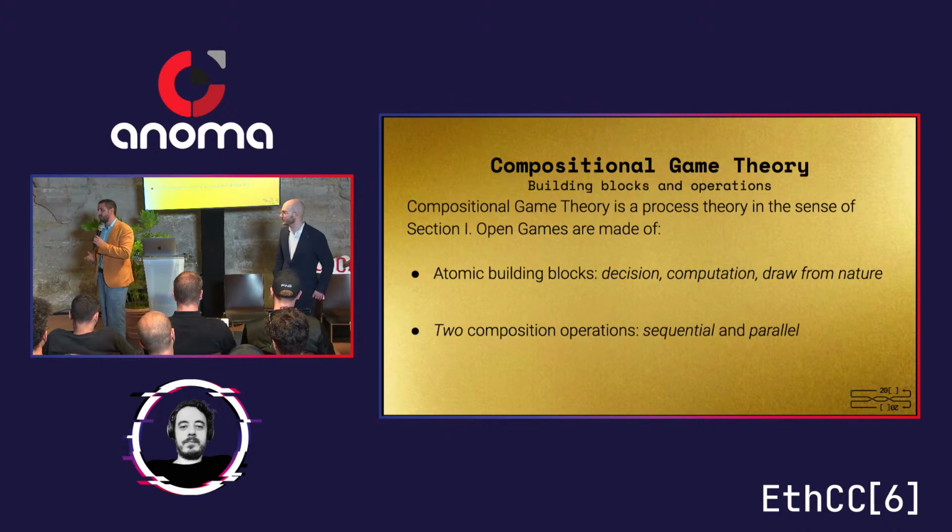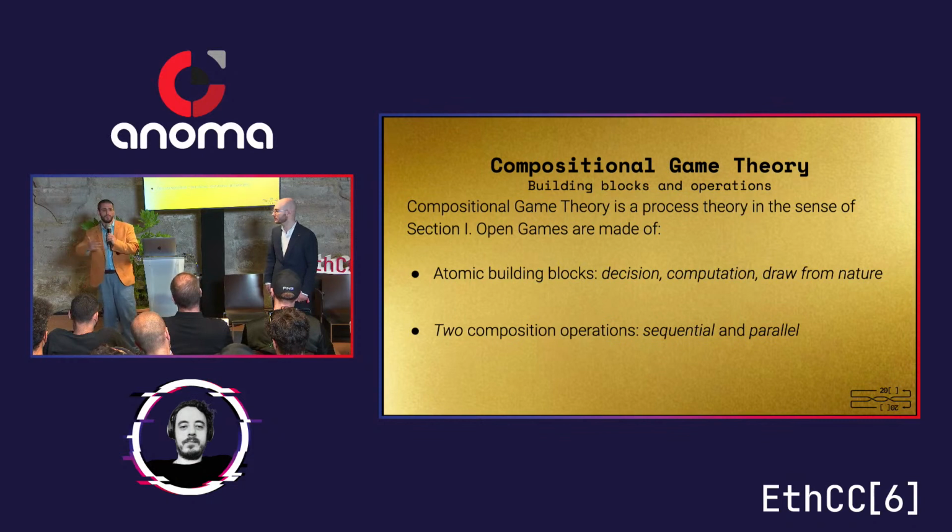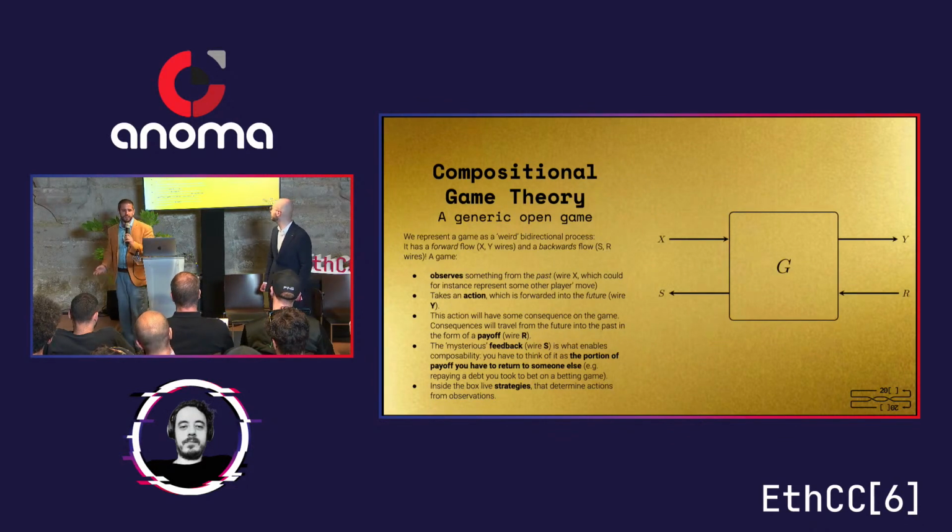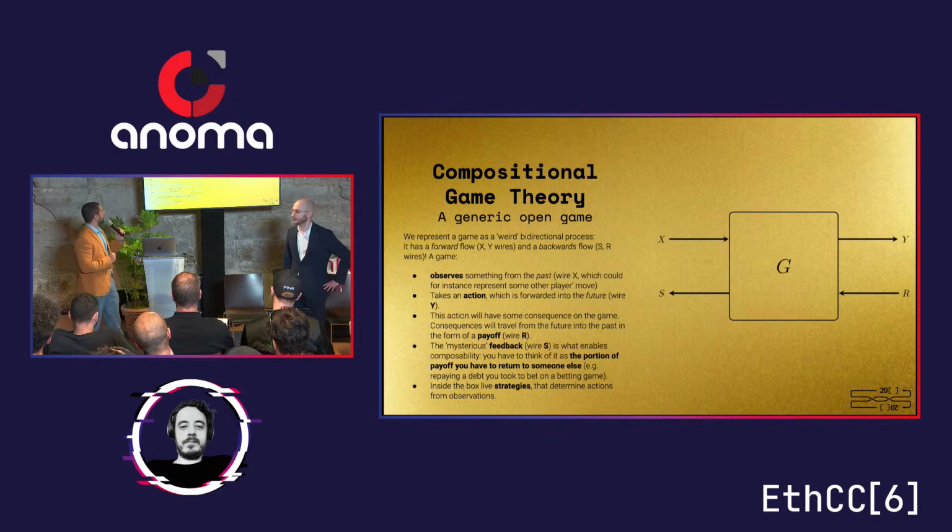And draw from nature is basically random parameters. So if I have to model, for instance, a game where at some point you need to flip a coin, that's where draw from nature comes in. You can spit out a probability distribution of some sort to model this non-deterministic behavior. And then you have two composition operations that are called sequential and parallel. So this is the main idea. This is our main building block.